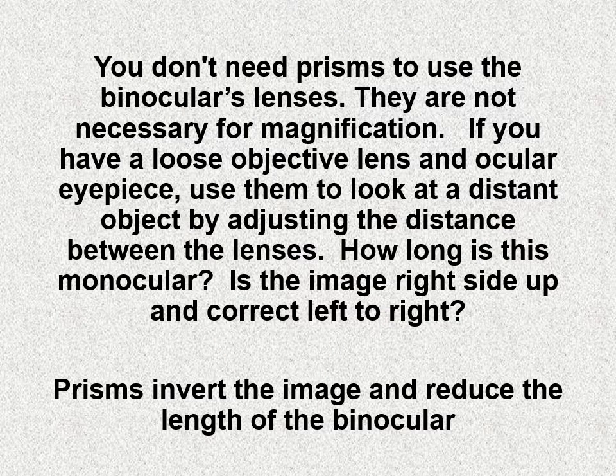You don't need prisms to use the binocular lenses. They're not necessary for magnification. If you have a loose objective lens and an ocular eyepiece, use them to look at a distant object by adjusting the distance between the lenses. How long is this binocular? It's going to be pretty long. Is the image right side up and correct left to right? And you'll find out that what a prism does, not magnification, it inverts the image and reduces the length of the binocular.